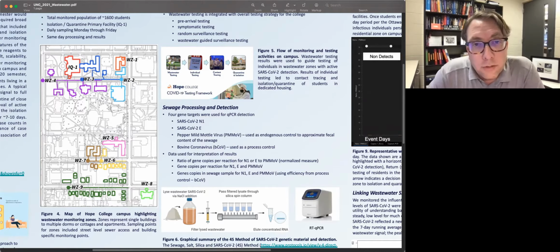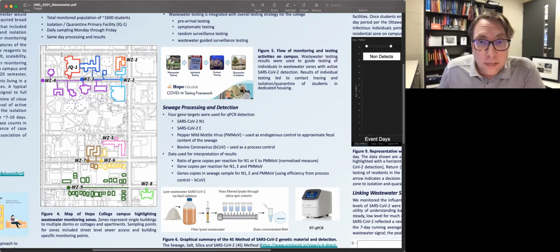We did this monitoring 5 times per week, Monday through Friday, and we were able to report results on the same day that we collected samples. So we chose a method that allowed us to have this rapid turnaround. We felt like the rapid turnaround was absolutely critical to being able to utilize this information to make public health decisions and to communicate that to stakeholders.